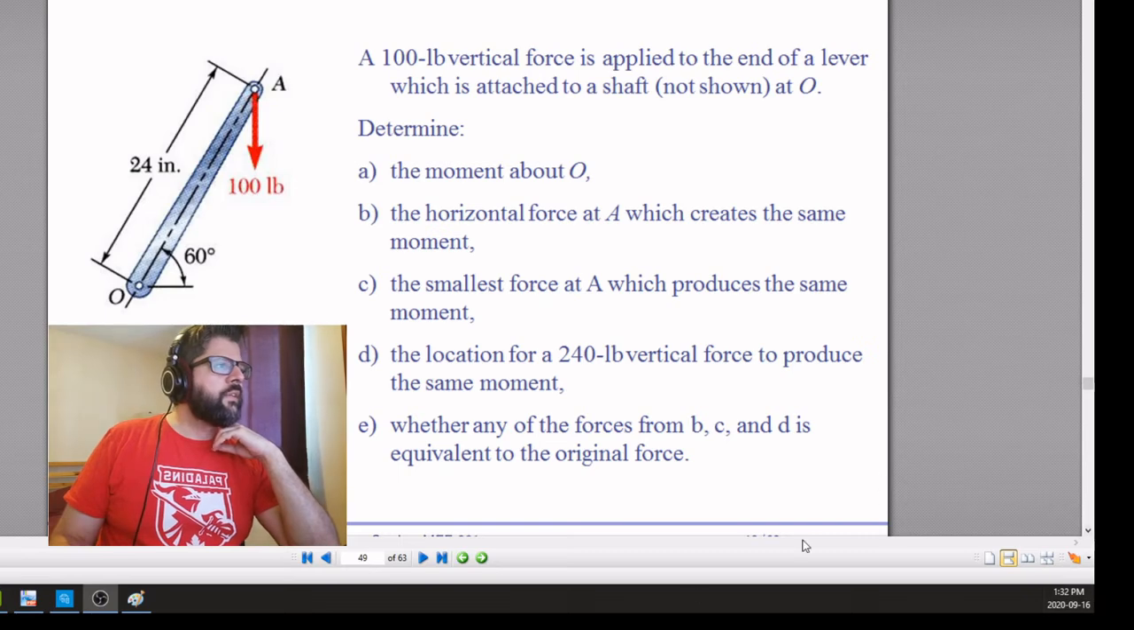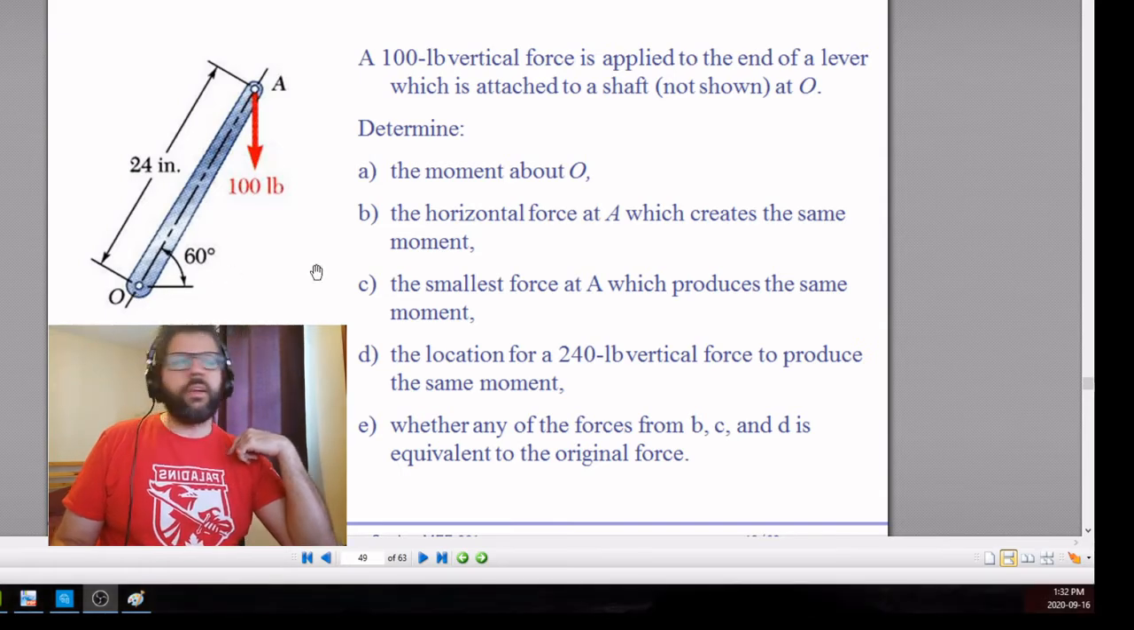In that instance, first off, we're starting with a 100-pound force at the end of the lever applied directly downwards, and we're going to be calculating the moment about O that it causes.